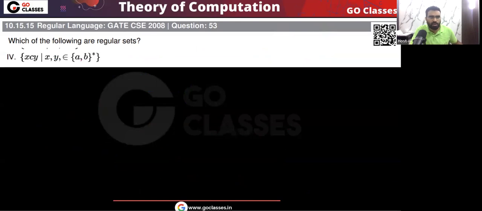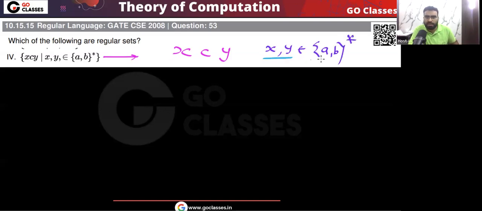Now let's move on. Now let's see this language. Tell me about this language. Is this language regular or non-regular? Here you can easily notice we have x, then there is c, then there is y. And what is x comma y? X is a string, y is a string. Both are binary strings, (a,b)*. X comma y, they don't have the symbol c.